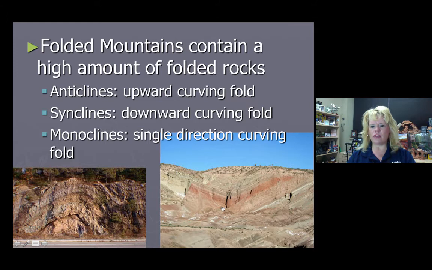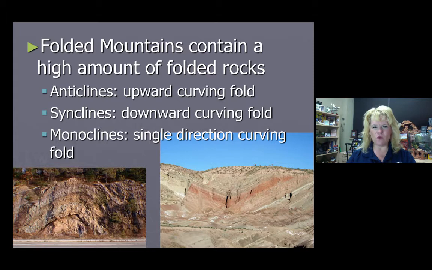So in other words, the fold sinks down. If you put two eyes, one here and one here, it'd be smiling back at you. That's how I remember synclines, is S for smile. That would be a syncline. If it only bends in one direction, we call that a monocline. So all three of these are fairly common, but the key message here is that they must all be formed by some type of compression.